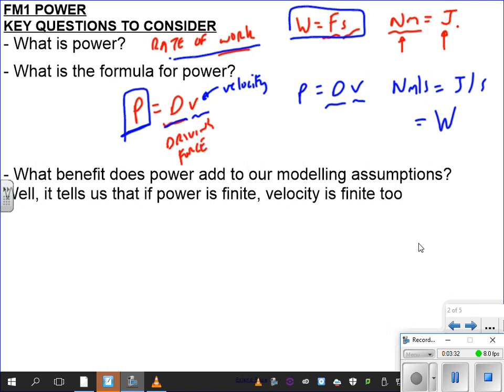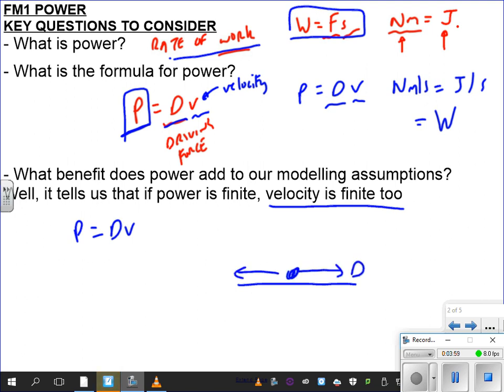Okay, now what benefit does power have to our modeling assumptions? Well, the main thing is that it tells us that velocity is finite now, which is so much better than all of our previous modeling assumptions, where velocity was just getting to crazy figures because the acceleration just kept going up. Well, that can't happen this time, because if P equals DV, and if I draw this corresponding diagram, so this is a car with a driving force, there's corresponding resistances like air resistance, the friction against the road, okay?